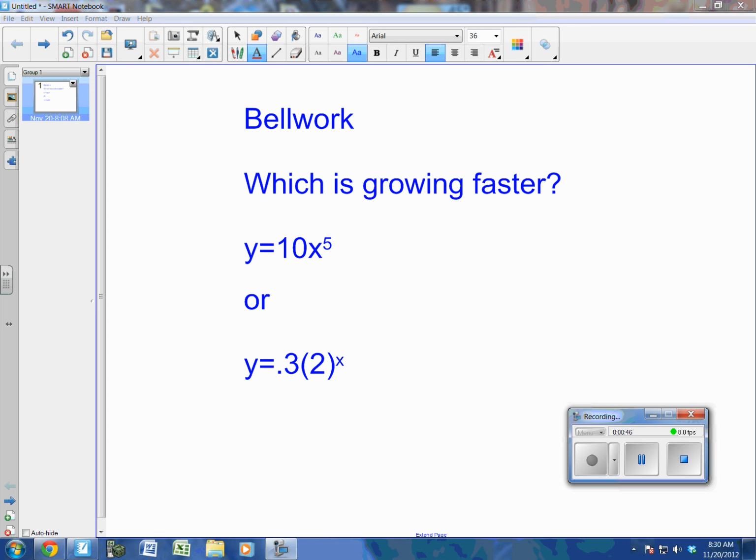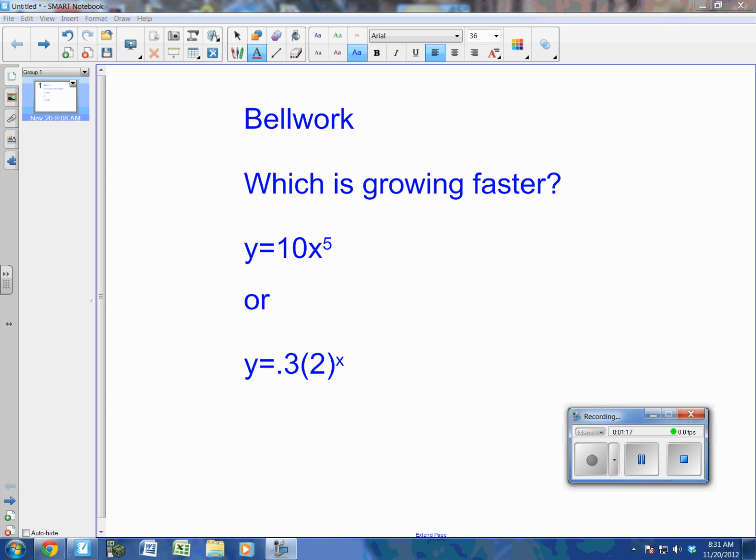Okay. I have to tell you, 0.3 times 2 to the x power is going to go slow at first, but after a while it's going to start growing fast, whereas this one right here is going to be growing fast from the start, but it's not going to get as high as fast as the bottom one. You could graph it and find out, but anytime you have an exponential equation, it's always going to go faster than a quadratic or a cubic or a fourth power or a fifth power polynomial. Eventually, the exponential is going to pass it up, right?